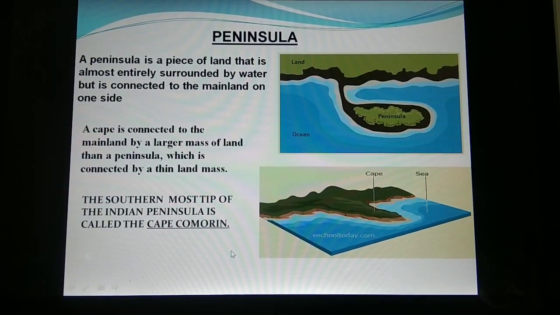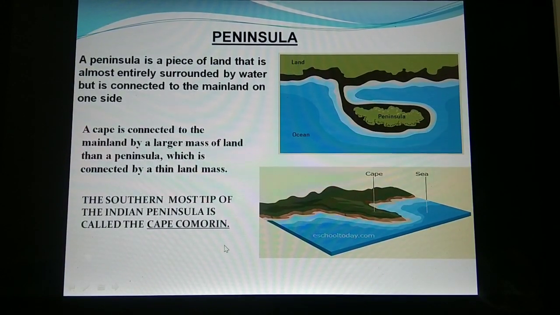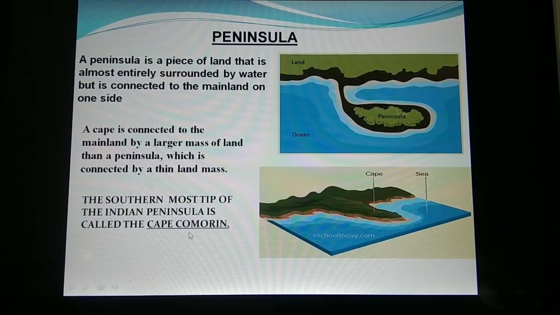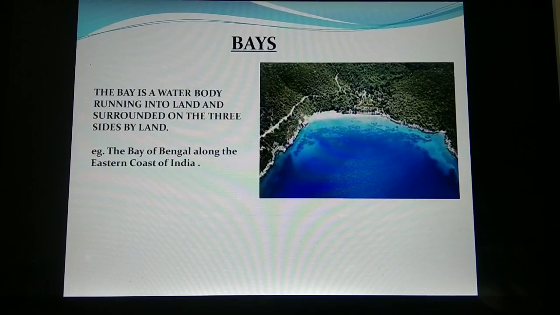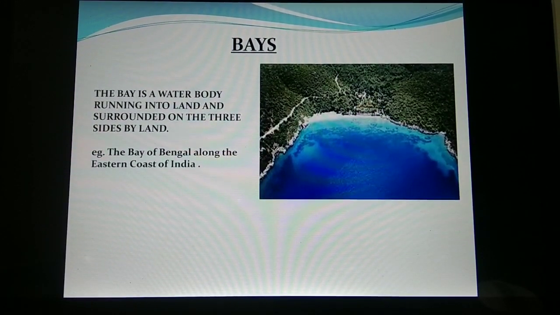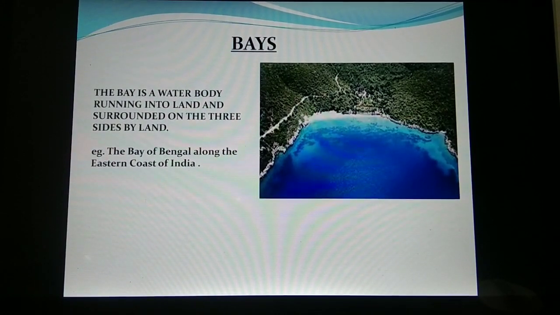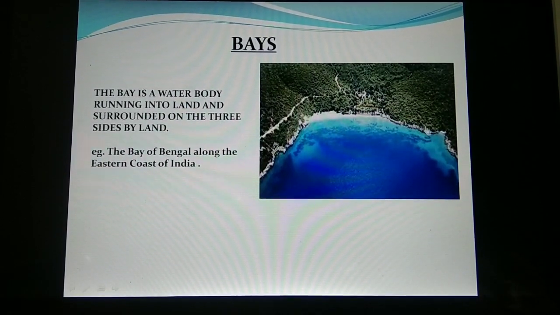So, the difference between a peninsula and a cape is that a peninsula is connected by a thin landmass, while a cape is connected by a larger mass of land. The southernmost tip of the Indian Peninsula is called Cape Comorin. Bays. A bay is a water body running into a land, surrounded on three sides by land, like the Bay of Bengal along the eastern coast of India. It is surrounded by land on three sides.